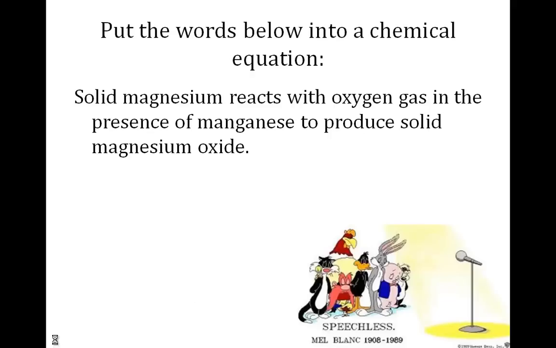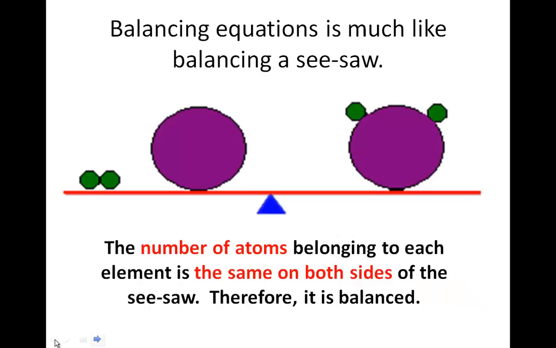Now, if you notice before, if you look at this, where did that other oxygen go? So, we have to balance these equations, much like balancing a seesaw. So you can teeter-totter. See how two of those green things or brown things or whatever they are, and one big purple, would still balance with these two guys. Okay. The number of atoms belonging to each element is the same on both sides of the seesaw. Therefore, it is balanced. Therefore, it is the same mass.